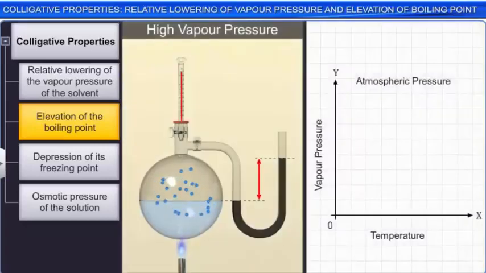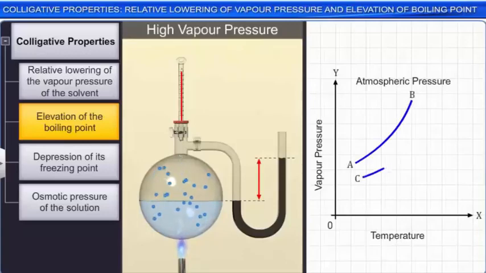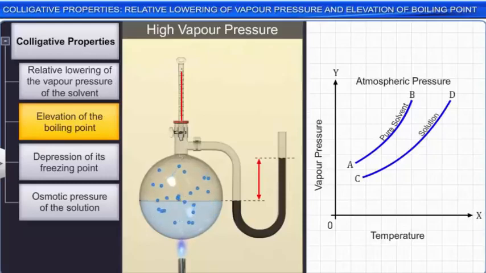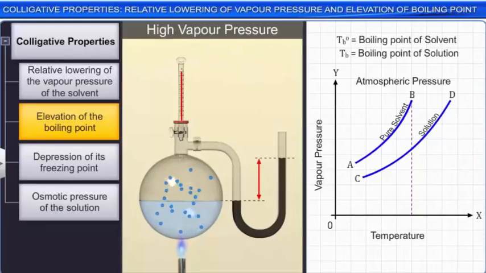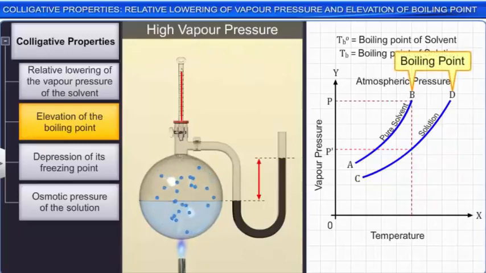Let us discuss the elevation in boiling point on the basis of curves showing the variation of vapor pressure of pure solvent and solution as a function of temperature. You know that at any temperature, the vapor pressure of a solution containing a non-volatile solute is less than that of the pure solvent. Therefore, the curve corresponding to the vapor pressure of the solution lies lower to that of the pure solvent. The temperatures at which the vapor pressure of the solvent and the solution become equal to the atmospheric pressure are Tb naught and Tb respectively.